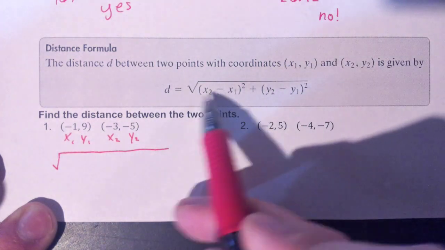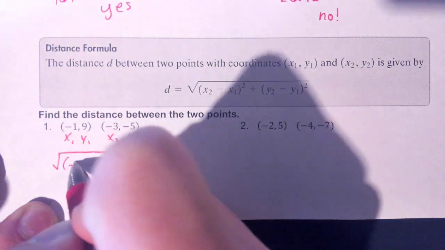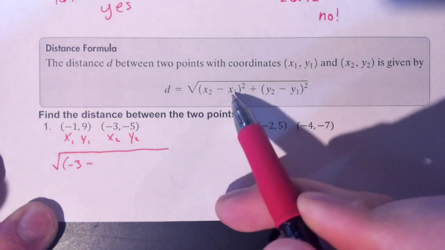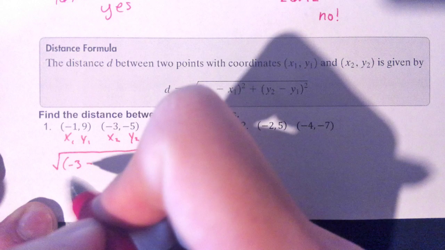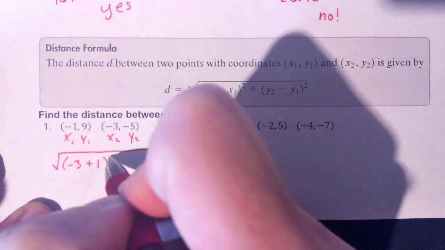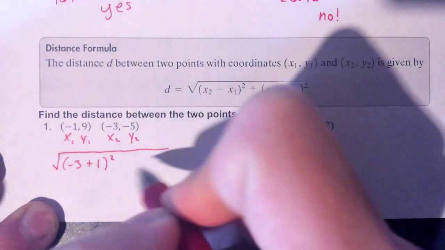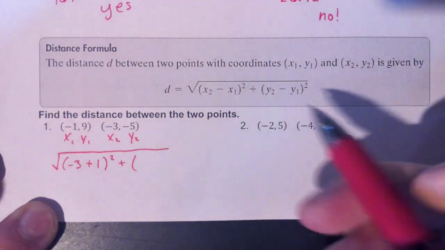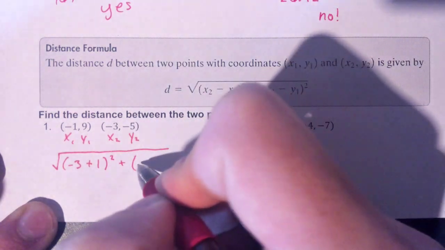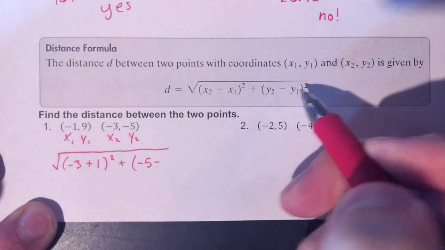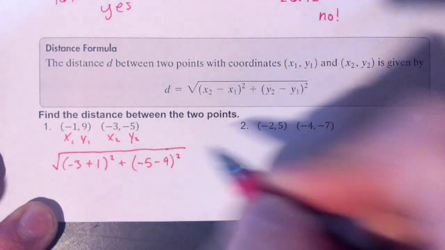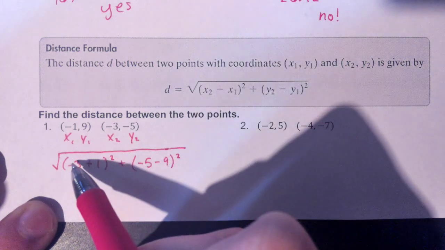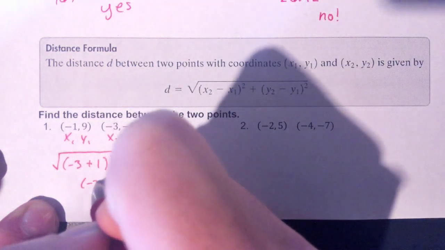So it says x2, which is labeled as -3, minus x1, which is labeled as -1. So minus -1 really makes +1, and that quantity gets squared. And then plus, parenthesis, y2, which is -5, minus y1, which is 9, quantity squared as well. There's a little bit of math in there. -3 plus 1 is -2.